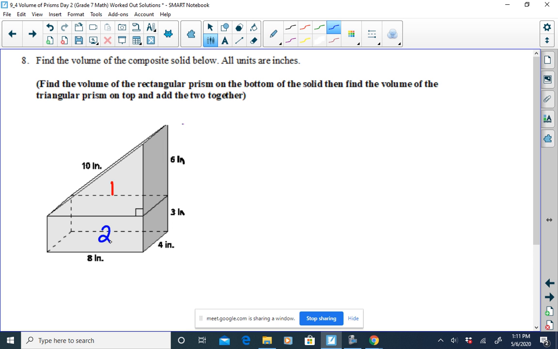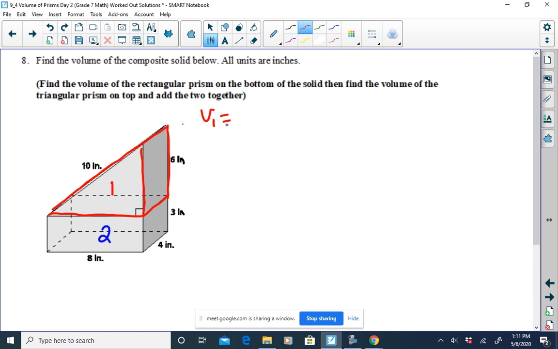Now, what is the name of figure 1? Figure 1 is this. Oops. Let me undo that. Figure 1 is this part up here. What do we call that? What's the name of that figure? Triangular prism. Perfect. So, volume 1, do it over here.